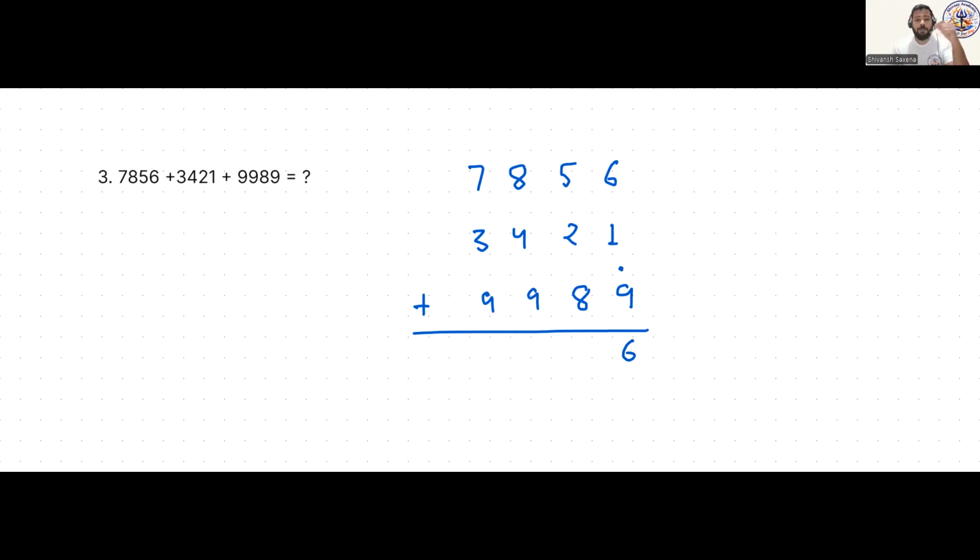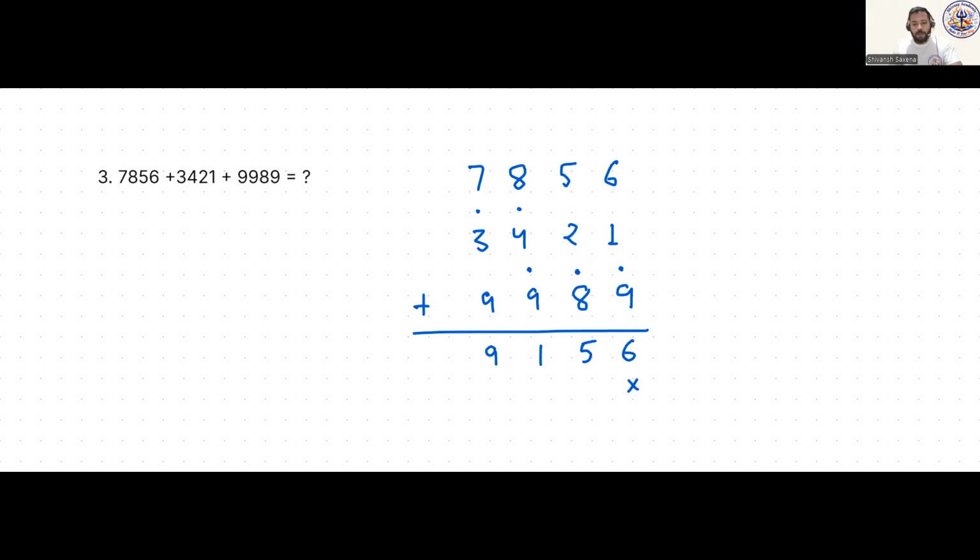5 add 2 is 7. 7 add 8 is 15. Putting a dot. Excess of 15, 5. Coming to the next column. 8 add 4 is 12. Put a dot. Excess of 12 is 2. 2 add 9, 11. Greater than 10. Excess of 11, 1. 7 add 3 is 10. Put a dot. Excess of 10 is 0. 0 add 9 is 9. Leaving the units column. Count the dots.